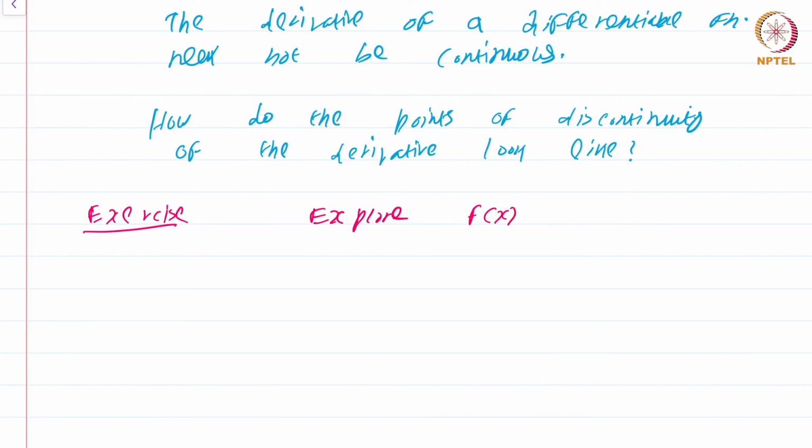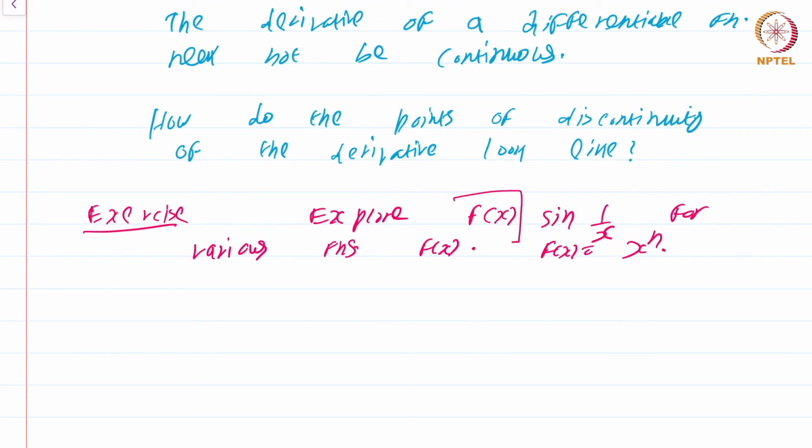Explore f of x sine 1 by x for various functions f of x. One recommendation is f of x equal to x power n. We have already seen x and x squared, higher powers. What happens? And can you temper sine 1 by x in different ways? How can you adjust the behavior at the origin by multiplying by various other functions f of x and see what happens?